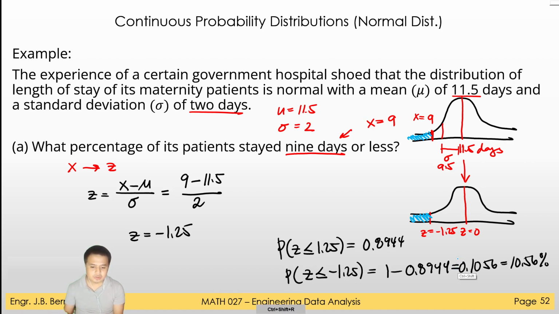Okay, so the answer here is the probability of a patient staying less than 9 days is about 10%, assuming that your data says that on average it is 11.5 days and the spread of the data is 2 days.